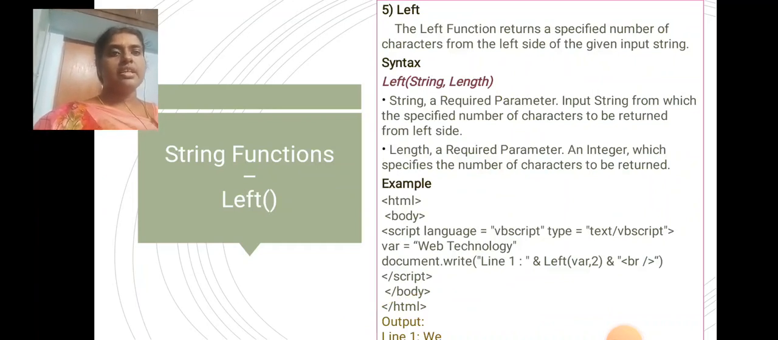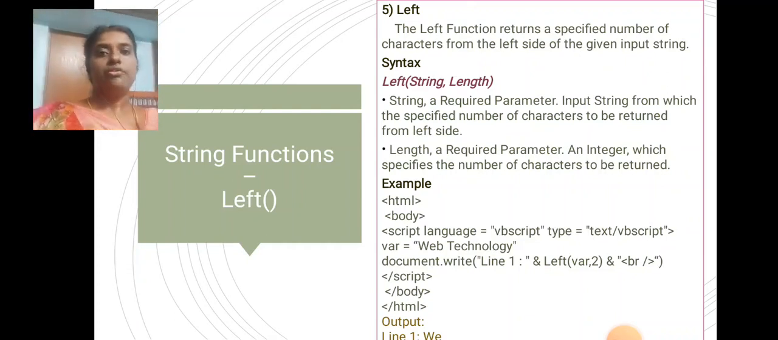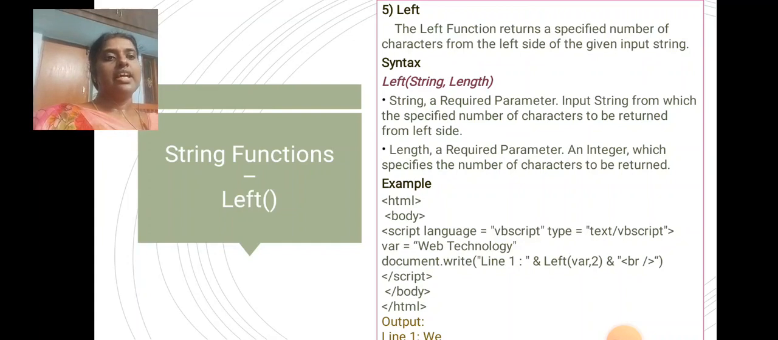The next method is the left function. This function will return a specified number of characters from the left side of a given input string. It retrieves the specific number of characters from your given string: left(string, length). The left method takes two arguments. The first is the string from which you would like to retrieve the characters. The next is length, a required parameter that represents the number of characters you wish to retrieve from the string.